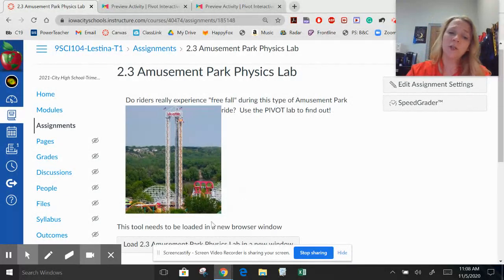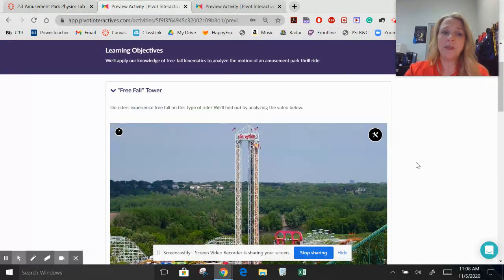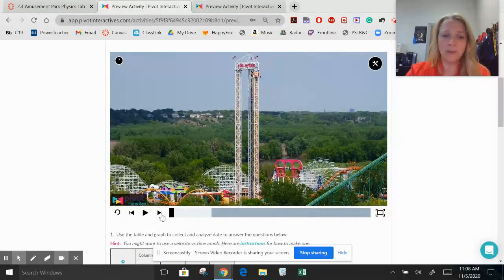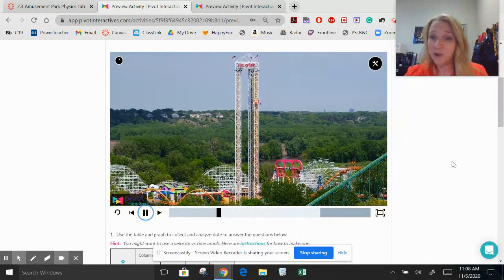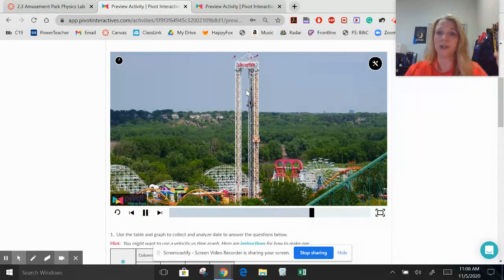When you click on load this lab in a new window, you should come up with an example like this that shows on your screen. So this is our free fall tower. This one happens to be from Valley Fair, and you can see the riders right up here and they drop in a certain amount of time. And at the same time, I have another different ride that is shooting upward.